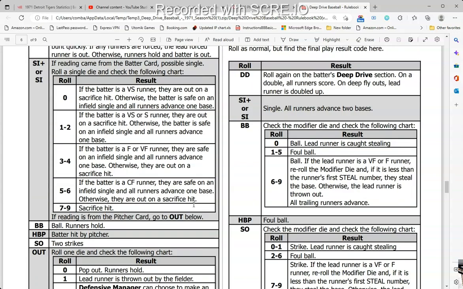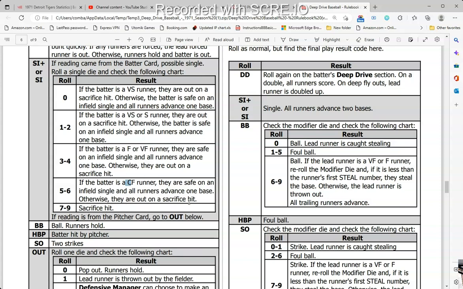I was kind of just going through, if the batter is a CF runner, that probably should be a VF, is what they meant. If the batter is a very fast runner, they are safe on an infield single, and all runners advance 1 base.